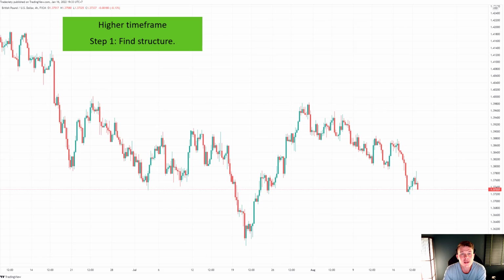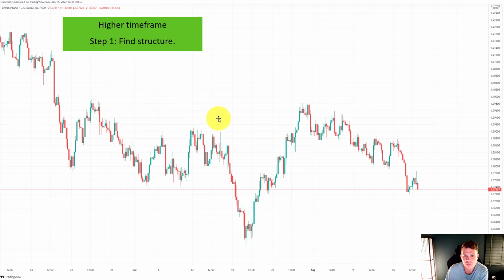So if we want to trade on the 5 minute time frame, we need to start our analysis on a higher time frame, and I really like the combination of 4 hour, 5 minute. On the 4 hour, we do our analysis, look for key levels, look for where are we in the bigger picture, and then we will make our way down.